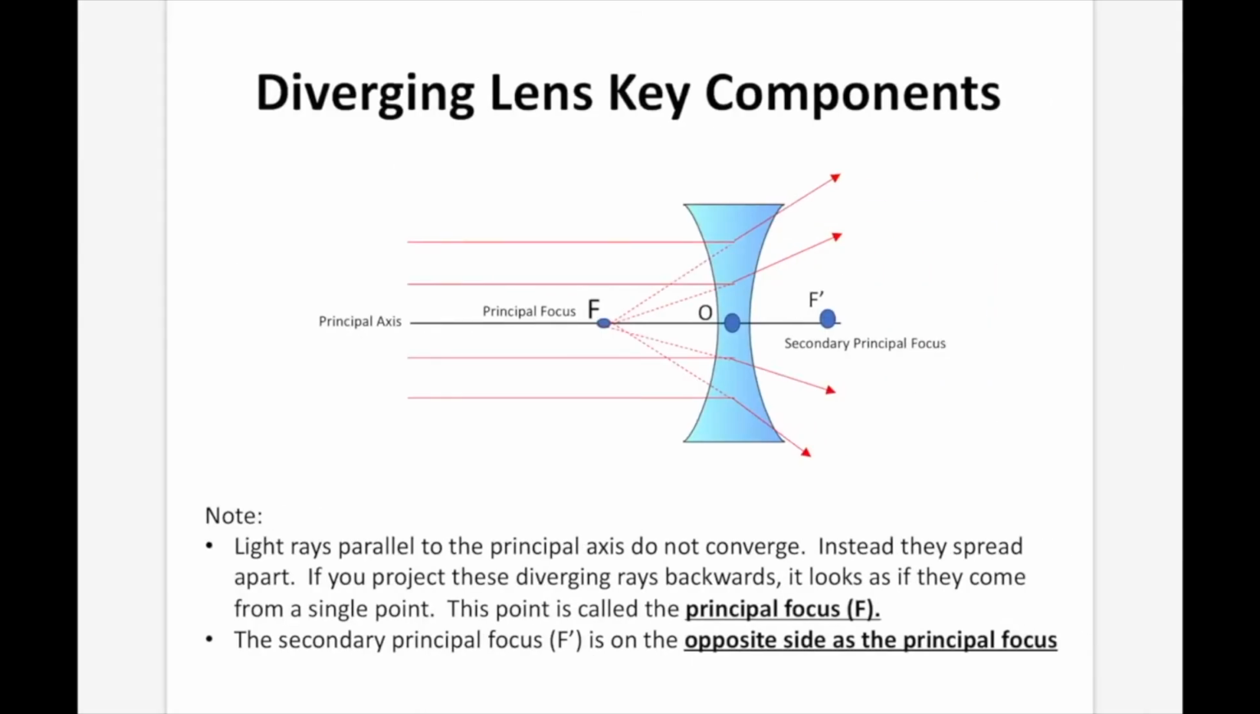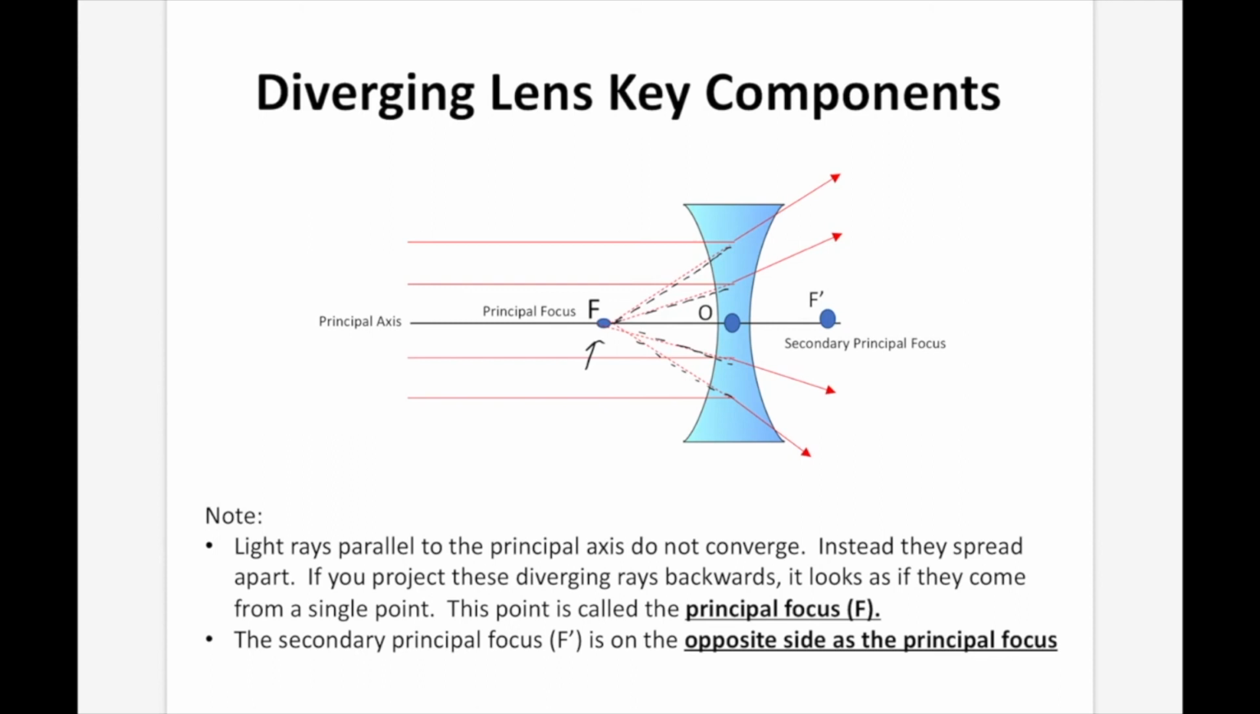A diverging lens, key components. Light rays parallel to the principal axis do not converge. Instead, they spread apart. If you project these diverging rays backwards, it looks as if they come from a single point, and that's this point right there. So you can see if we extend the rays back using these dotted lines, we use dotted lines because they're not real rays. They don't actually go back, but we can project them backwards. They'll all come together at the principal focus.